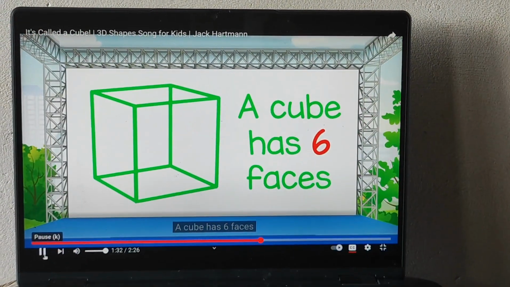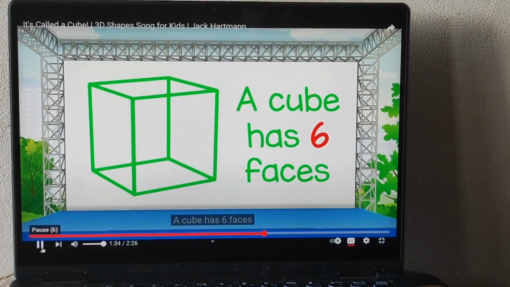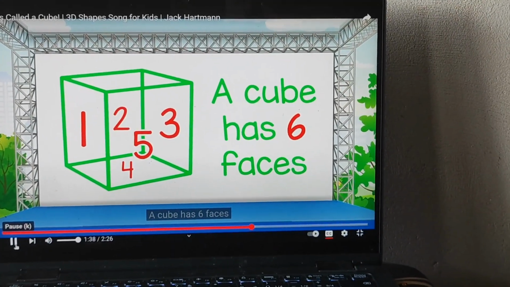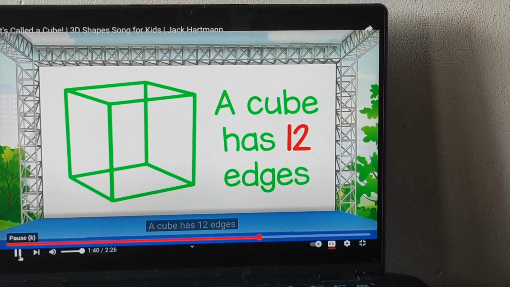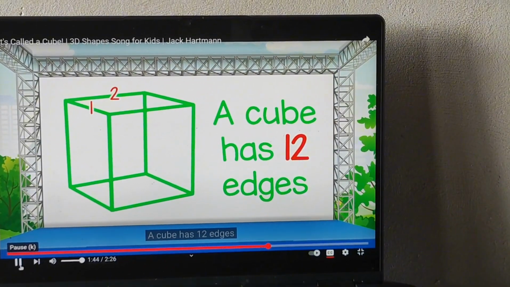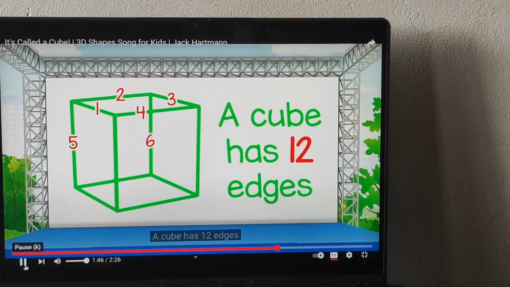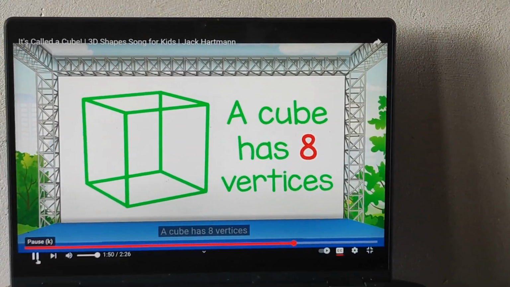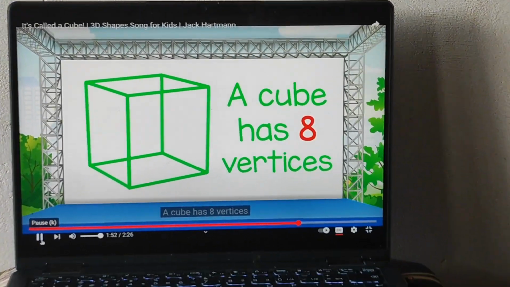A cube has 6 faces. A cube has 12 edges. A cube has 8 vertices.